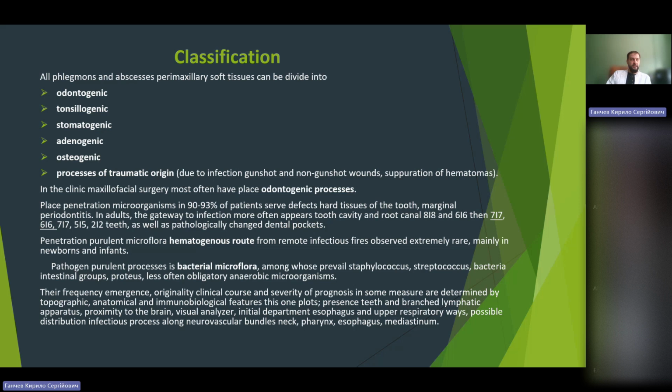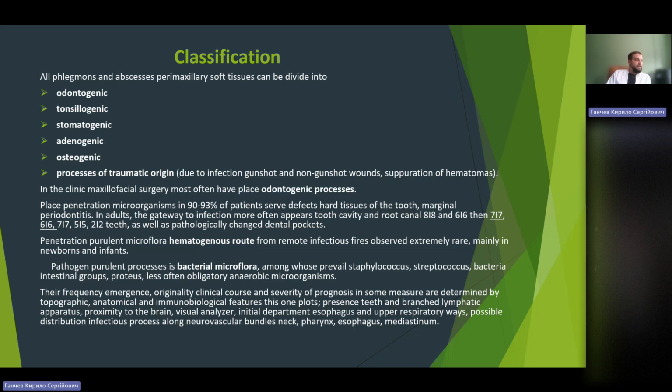Very obvious. Odontogenic. Odontos in ancient Greek is teeth, and genesis in ancient Greek is development. So odontogenic means the source of infection was in some problem teeth. Okay, that's very obvious. And if we talk about tonsillogenic, of course, we talk about the tonsils, and that was the source of infection. And stomatogenic, stoma means just the oral cavity, and we call it stomatogenic when the source of infection was the mucous membrane of the oral cavity. Adenogenic and osteogenic and traumatic origin are very obvious.